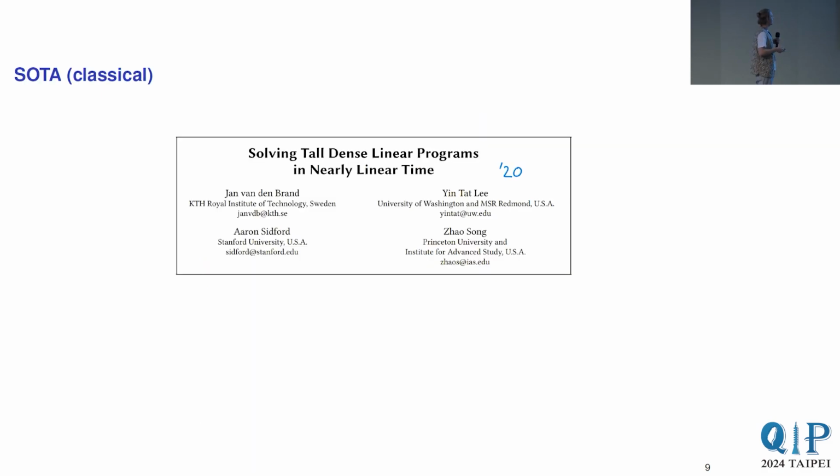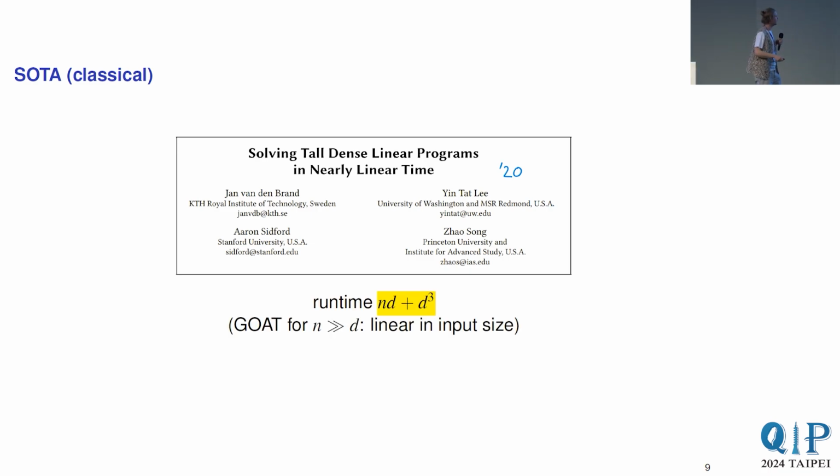Building on these ideas, the classical state of the art is a work by Van den Brand, Lee, Sidford, and Song from 2020, where they show that they can solve these tall linear programs, where n is much larger than d, the regime we're interested in, in runtime nd plus d cubed. Again, we're in this regime where n is much, much larger than d. So in some sense, this is the greatest of all time. This is linear in the input size. At least classically, you can't expect to do any better than that.